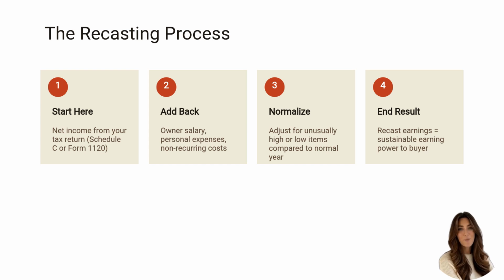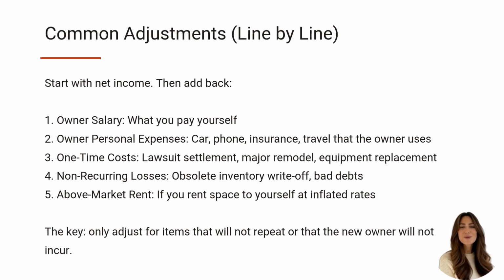Step 4, what you are left with is recast earnings. What a buyer thinks the business will actually earn in the future. That number feeds into every valuation method. Let me walk you through the big adjustments. Owner salary is the most common. You probably pay yourself a salary, but a new owner will pay themselves too. So you add your salary back to earnings. That shows what the business actually generates before owner compensation.